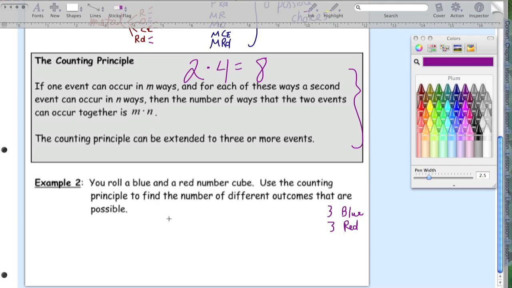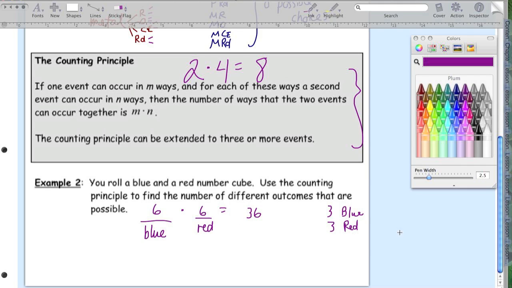So to use our counting principle, we're going to figure out how many options there were for the first event, which is the blue number cube, and there are 6: 1, 2, 3, 4, 5, 6. Then how many options there are for the red number cube, and there's 6 there. So we're going to multiply 6 times 6, and we get 36 different possibilities. And that's our answer. How many different outcomes are possible? There's 36.